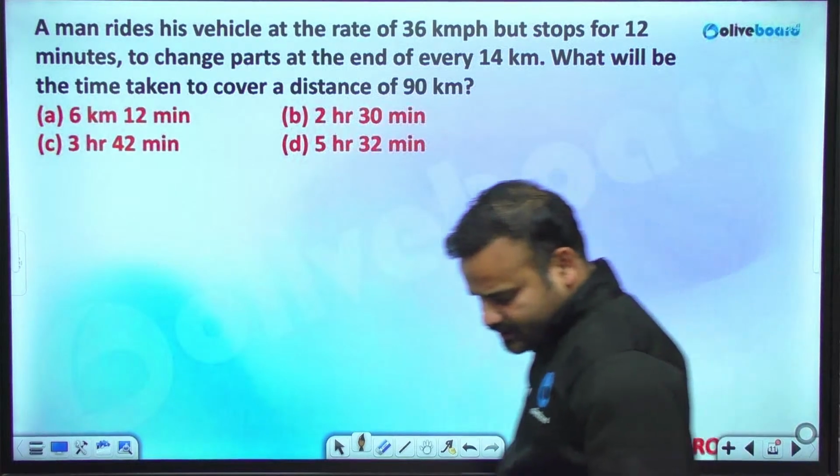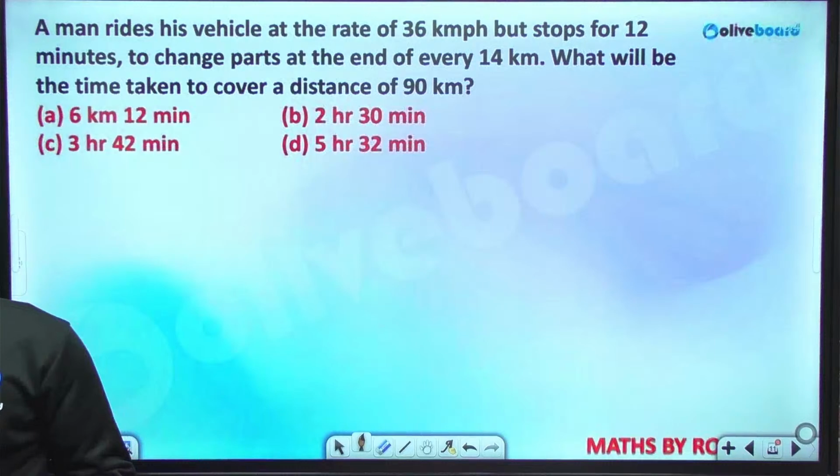Distance is not constant, Shambhu. Distance is variable.